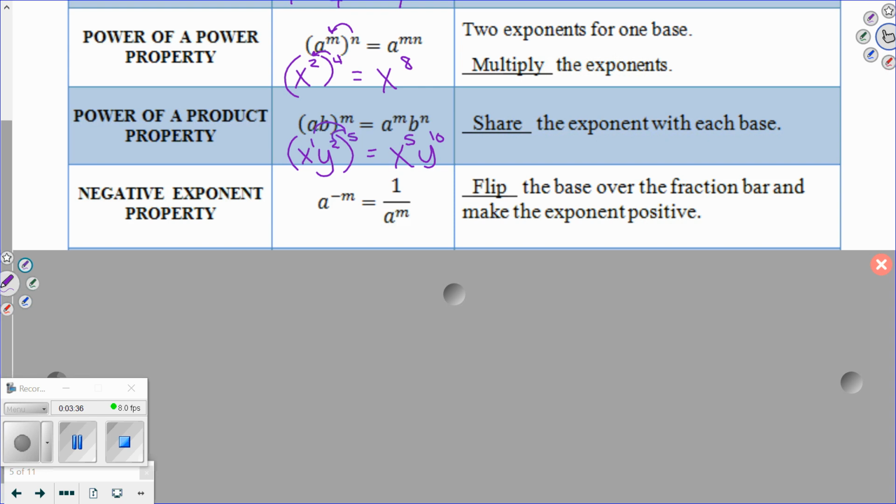Okay, it moves it. So if it's negative, like right now, it's over 1, right? It's on the top. So if it has a negative exponent, it's going to take that and move it to the bottom. If it's negative on the bottom, it's going to move it to the top. That's how we make them positive.